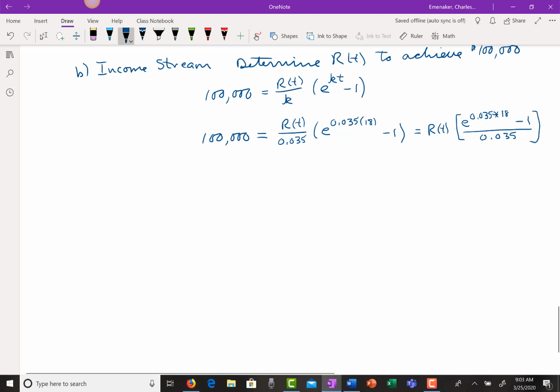plug this into the calculator. Okay. When you substitute that into the calculator and then divide the 100,000 by it, what you're going to get is a revenue stream of $3,988.10 per year. So what this says is, if they want to still achieve this same $100,000 for the grandchild, you need to be investing basically $4,000 a year.